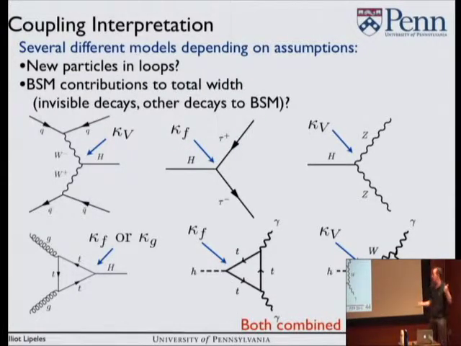You can either assume that you know what's in the loop, in which case I say, oh, I only need kappa_F and kappa_V, or I don't assume I know what's in the loop and I add a new parameter, kappa gamma, which is just the rate of the loop itself. And similarly for the gluon fusion diagram, I can assume I know what's in the loop and I say this thing is proportional to kappa fermion, or I say I don't know what's in there, it's proportional to kappa gluon.